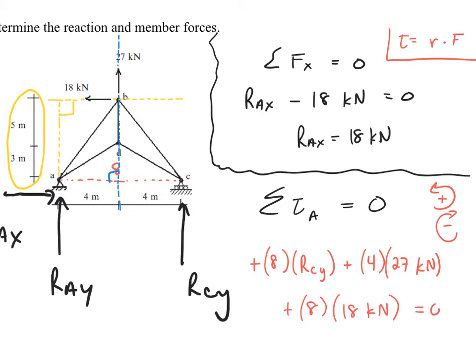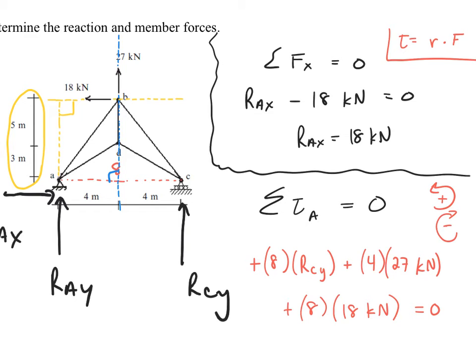And this whole thing is going to equal 0. I'm running out of room, so I put it on the next line, but this is all one equation here. So I've got the torque from RCY, the torque from the 27 kilonewton force, and the torque from the 18 kilonewton force. This is pretty far from the fulcrum, 8 meters. This is pretty far. This one was pretty close. And again, that has to do with extending the forces and seeing how far they are.